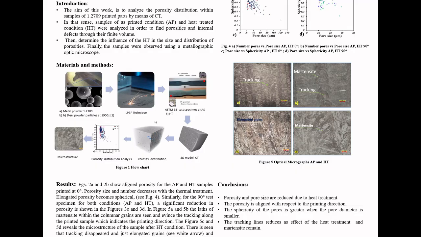Now, I would like to talk about the process. 1.2709 stainless steel was chosen. The LPBF technique was used to obtain coupons printed at 0 degrees and 90 degrees with dimensions of 90 millimeters by 75 millimeters by 3 millimeters.